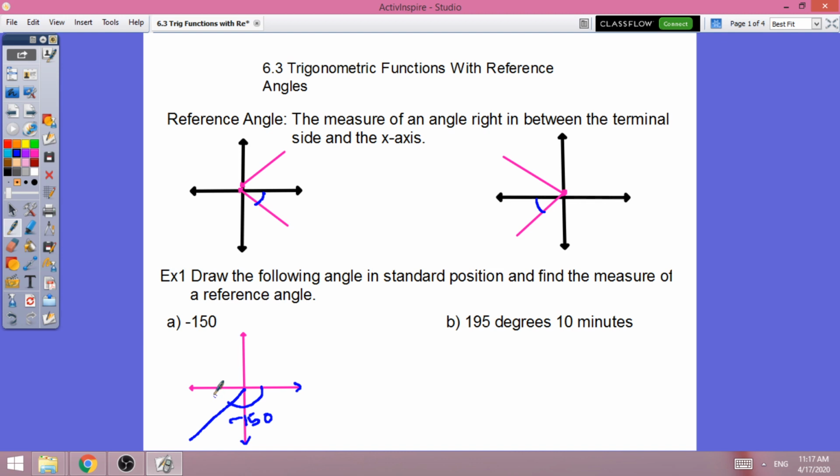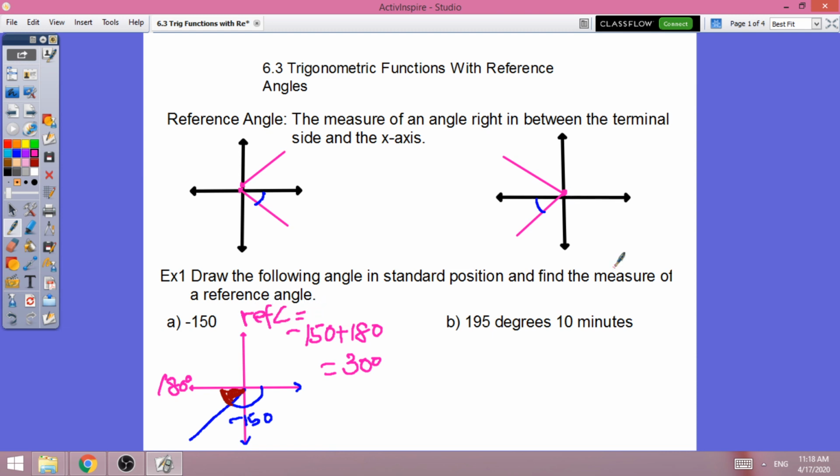Now here's the reference angle. The way to find it is to add 180: negative 150 plus 180, because the bounding angle is 180. So the reference angle is 30. Keep that in mind: the reference angle is always considered positive, it cannot be negative.